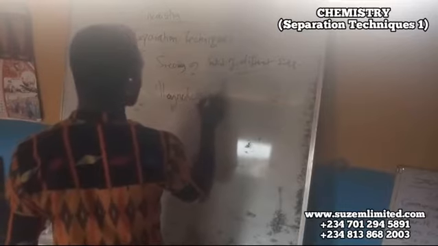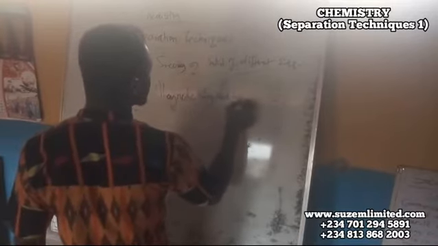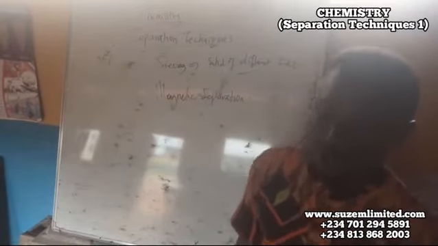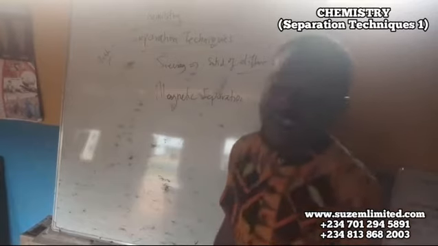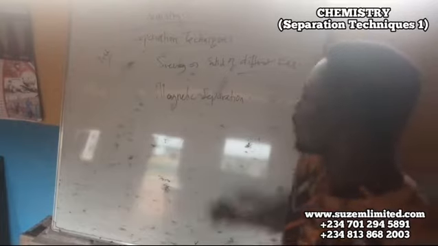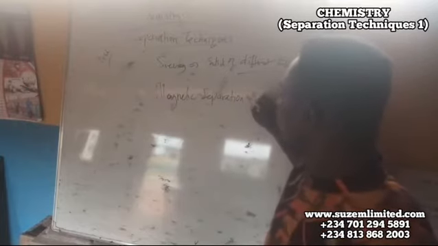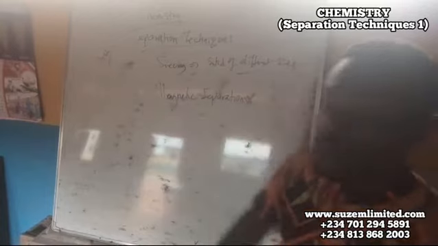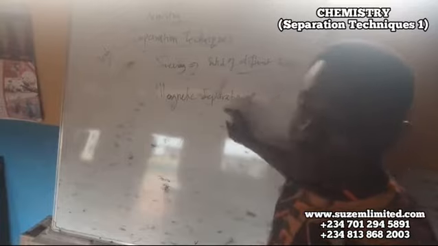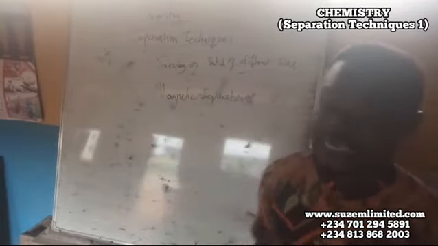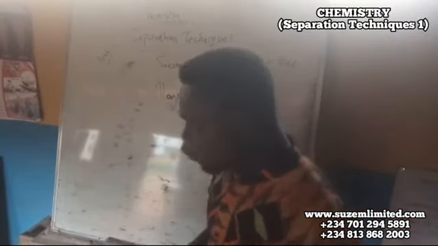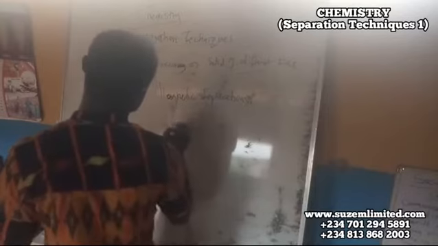Now, we also have the one we call magnetic separation. I made mention of this when I was talking about iron filings and sand. With a magnet, you can separate iron filings from a mixture of iron filings and sand and other things that are not attracted to the magnet. We also have sublimation.